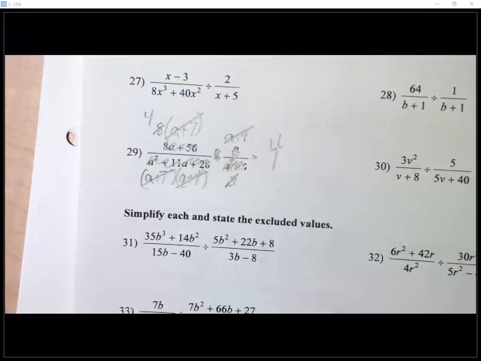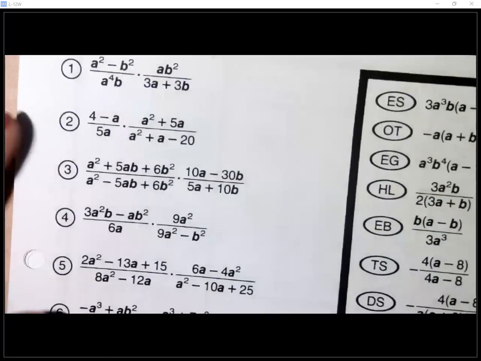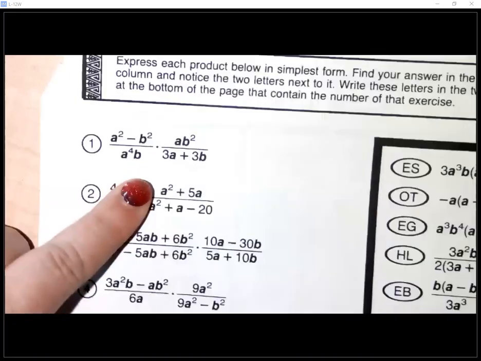Problems 112 and 113. So I'll do the first one if you need me to. Yeah. Oh, boy. All right. Well, here's the very first one.